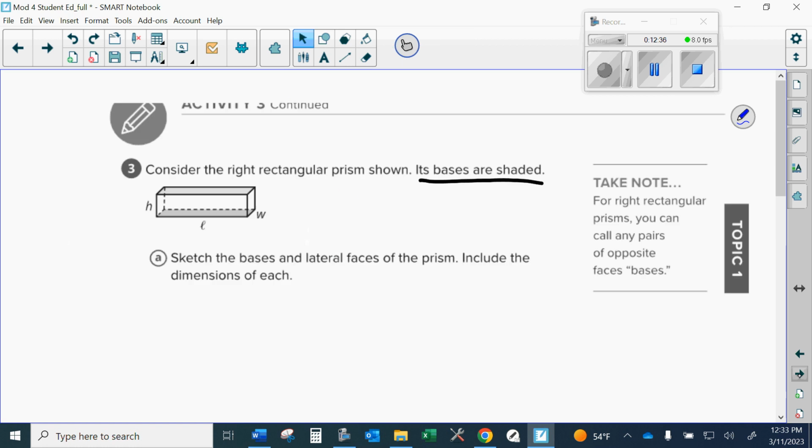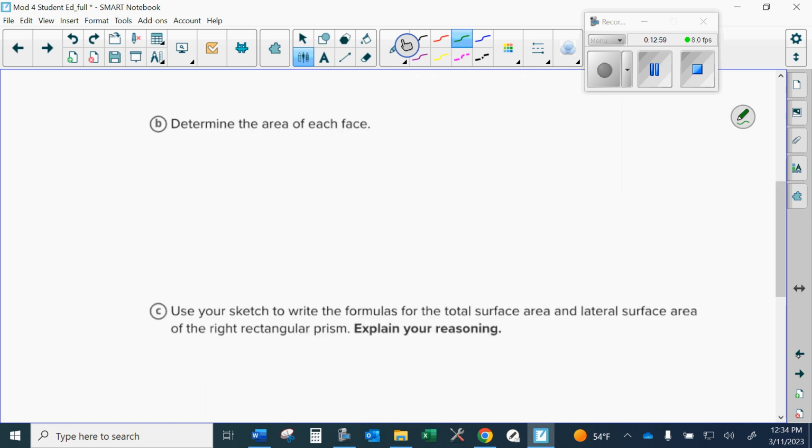Next. Sketch the bases. Here's the bases. And then let's change the color to green. And that's lateral face, lateral face, lateral face, and the back side is lateral. Those are your lateral areas. And then your 2 bases there.